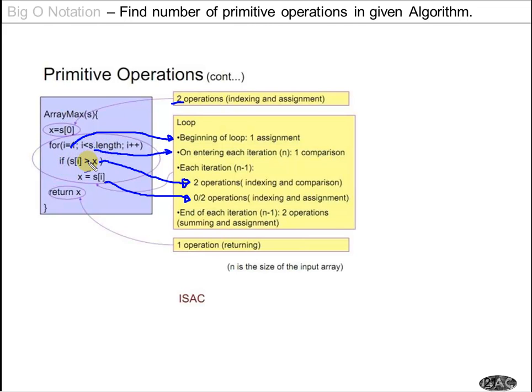And once we enter inside, this statement will give you two primitive operations, one for indexing s[i] and one for the greater than comparison. So there are two primitive operations at this point, and then x equals s[i] will give you either 0 or 2 operations, one for indexing and the other for assignment.